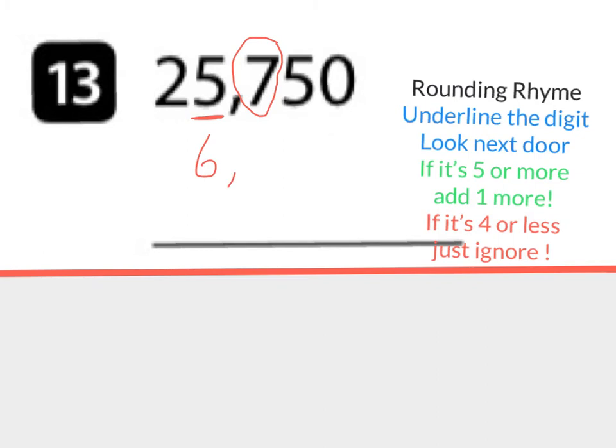The 7, which is circled, and all the digits to the right will turn to a 0. And then all the digits to the left of the underlined digit will remain the same. 25,750 rounded to the nearest thousands place would be 26,000.